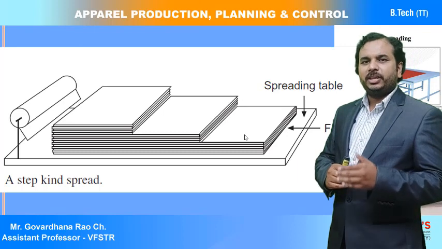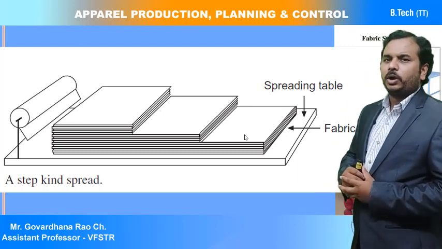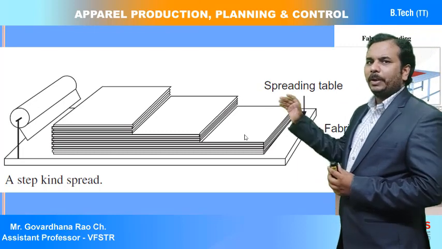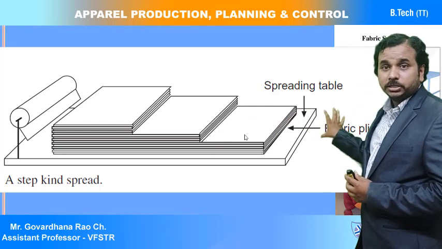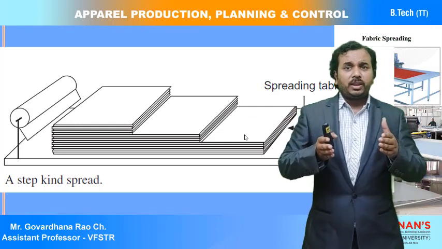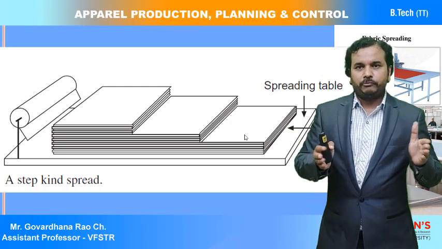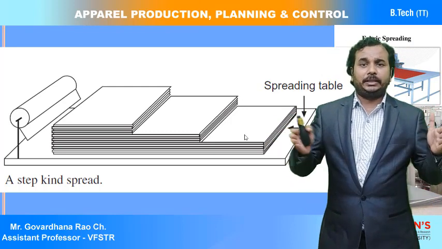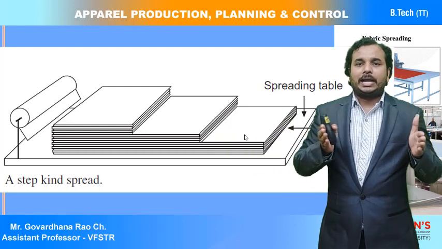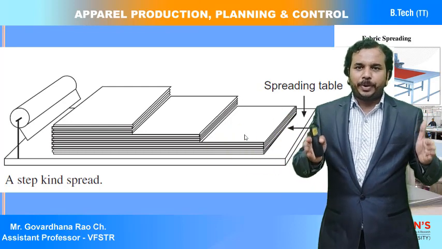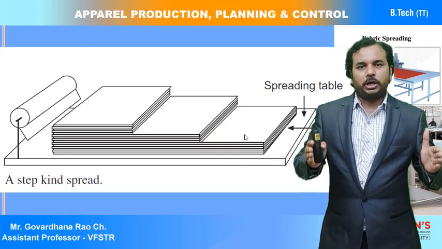For example, if 10 garments are required, first we lay 10 plies as the bottom plies. After that we reduce the spread length. The first spread length is more, and the second spread length is reduced as per the ordered quantity.